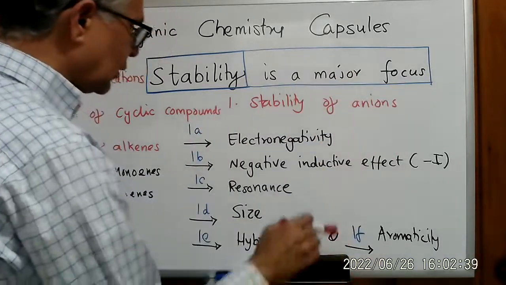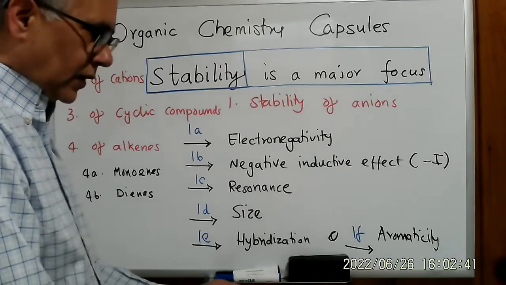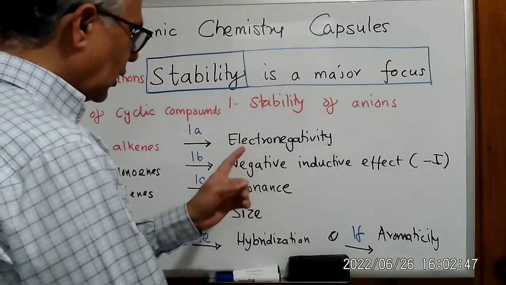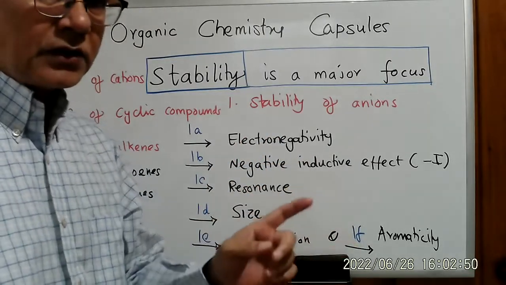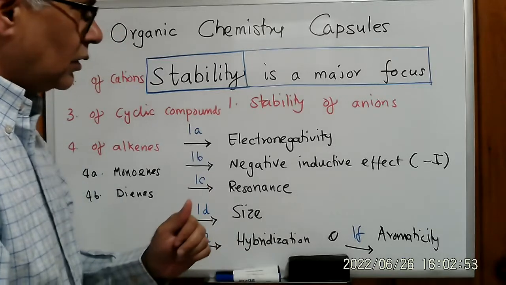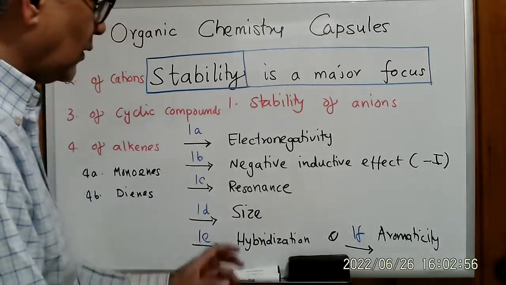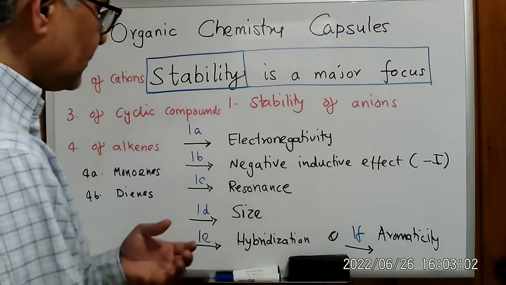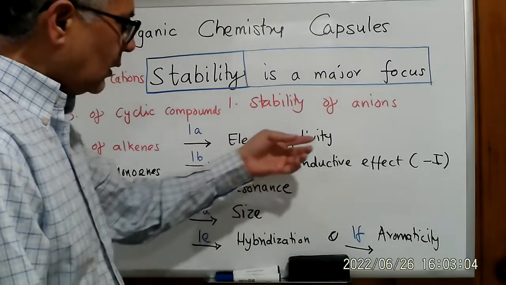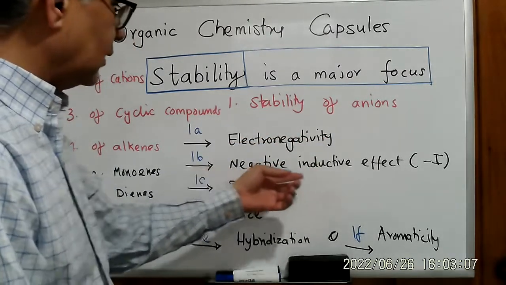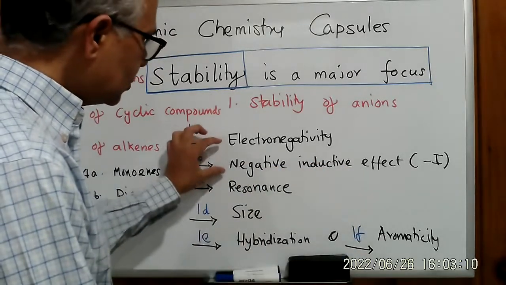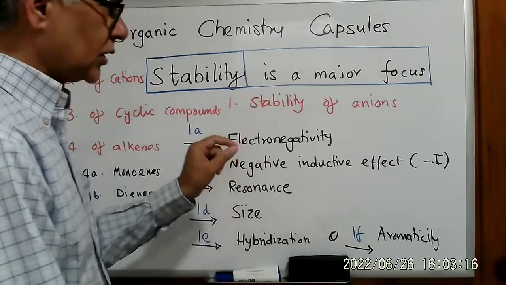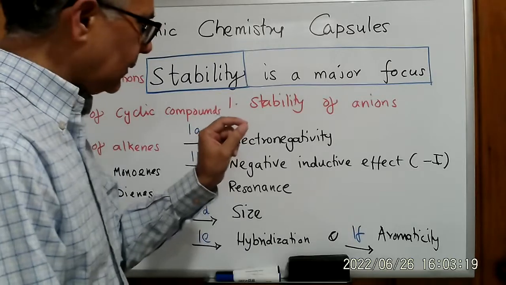We already started looking at the stability of various ions like CH3 minus, NH2 minus, OH minus, F minus. So we looked at those ions and how electronegativity helps us to predict which one is more stable. And we also then moved on from electronegativity to what we called negative inductive effect. Those two topics you will find in videos titled Electronegativity 2, 1 and 3.